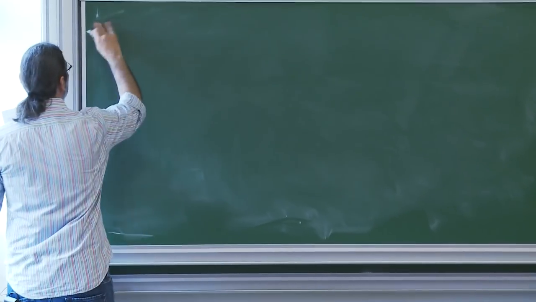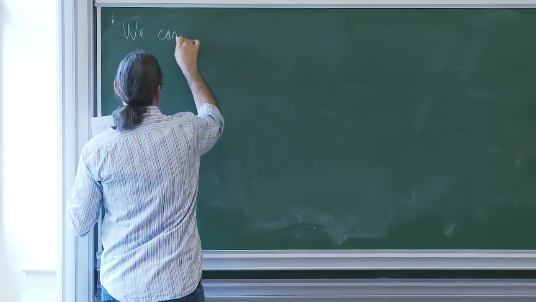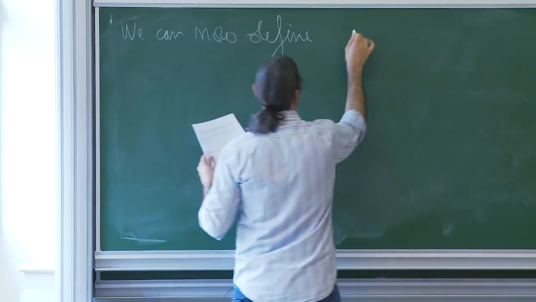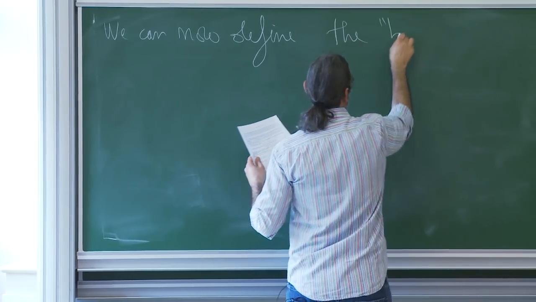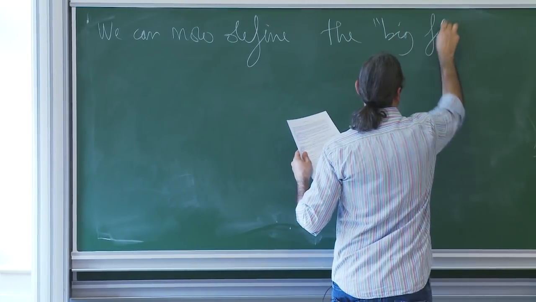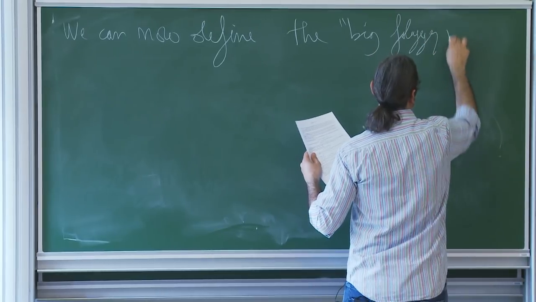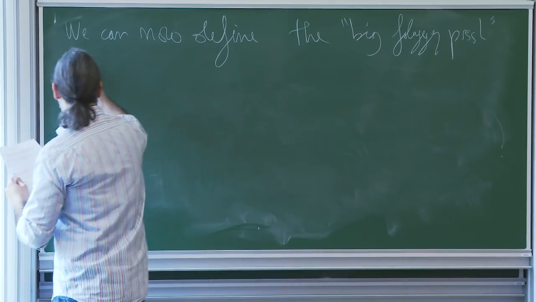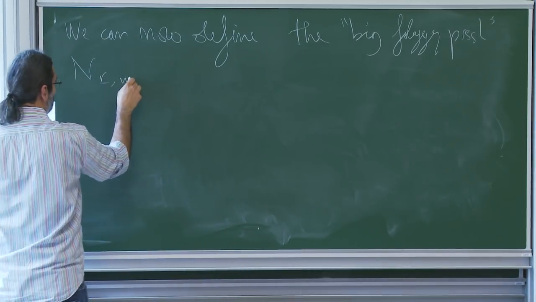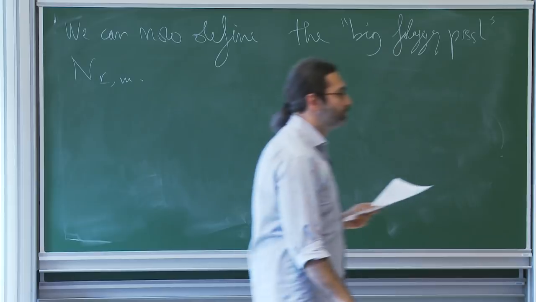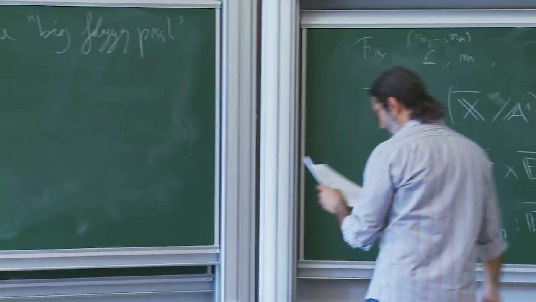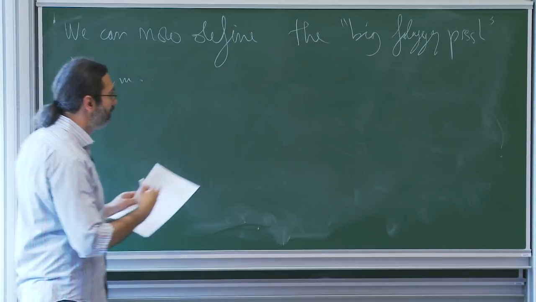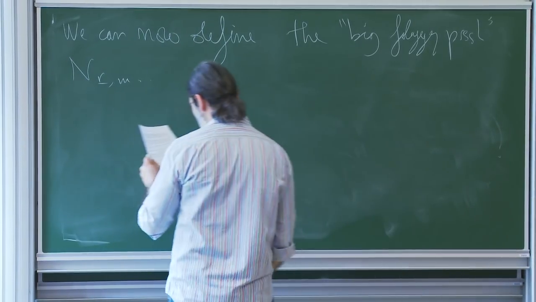Okay, so we can now define, if you want, the big algebraic sheaf n that I need to make sense of this formula. So it's very simple. I essentially just need to tell you on which category this lives.